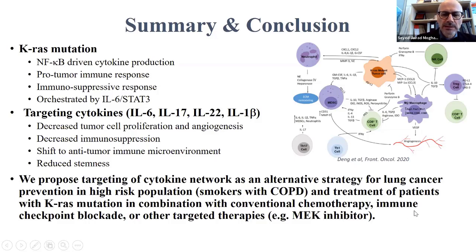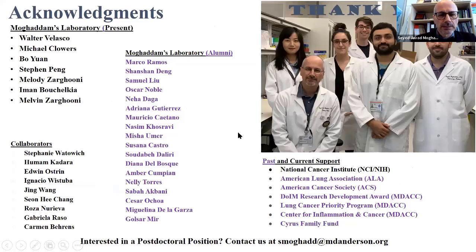So considering all of these facts and findings, we suggest that targeting the cytokine network could be an alternative way for treatment of lung cancer that could be combined with conventional chemo, immune checkpoint blockade, or other targeted therapies such as MEK inhibitors, and could also be used as a prevention strategy in high-risk populations such as heavy smokers and patients with COPD.